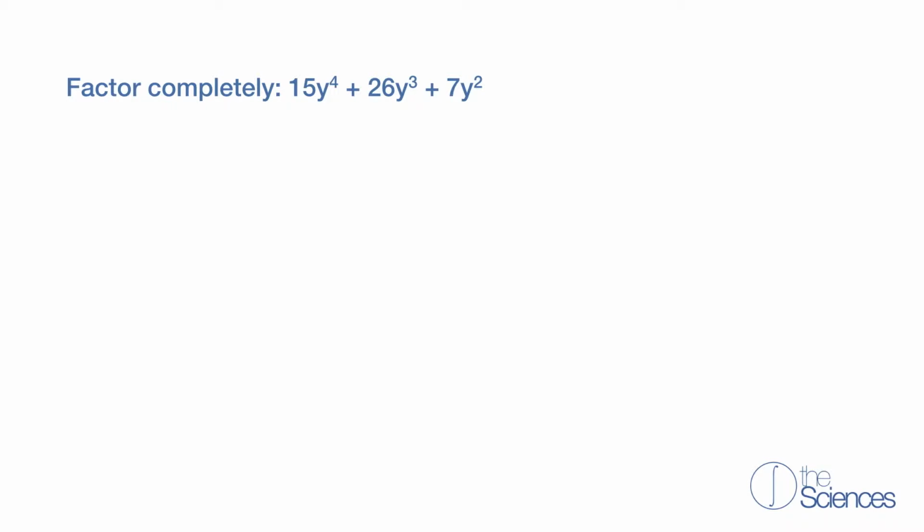Factor completely. 15y to the fourth plus 26y cubed plus 7y squared. So the first thing we notice is that we have a y in each term. So the first thing we can do is factor out our y by finding our greatest common factor, which is the variable with the smallest exponent, which in this case is y squared.